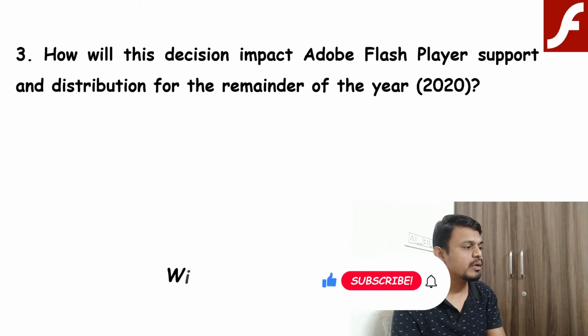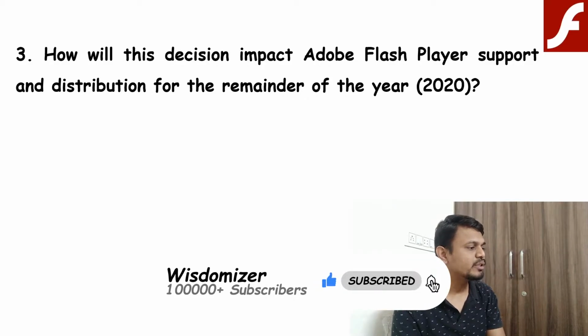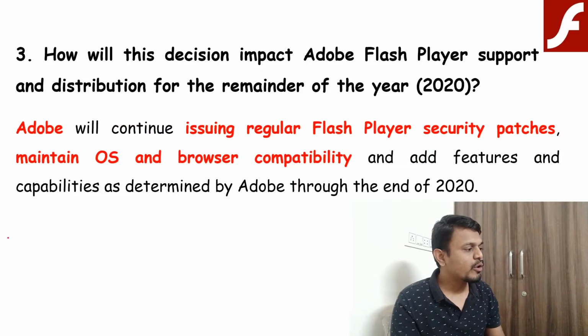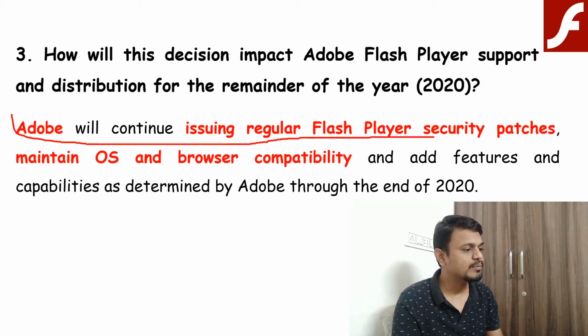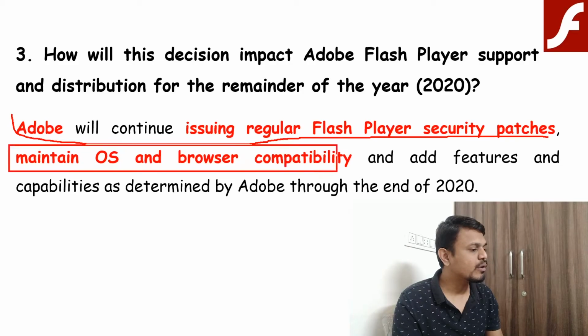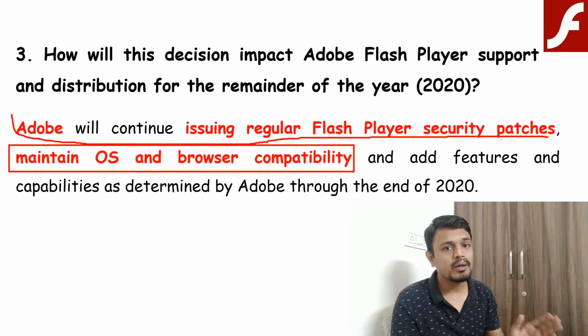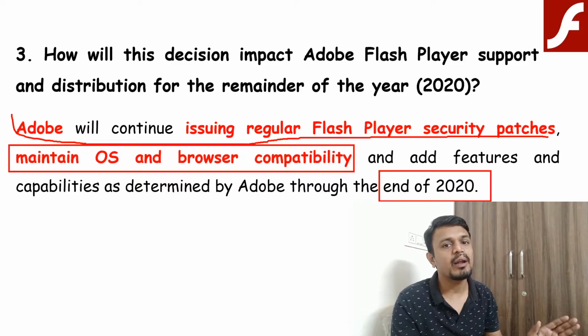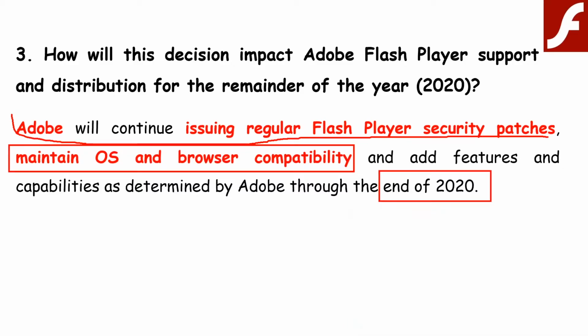So how will this decision impact Adobe Flash Player support and distribution for the remainder of the year 2020? What is the impact of this discontinuation? Adobe will discontinue issuing regular Flash Player security patches and maintaining OS level and browser level compatibility. Adobe will continue to support security patches and maintain OS and browser level compatibility till the end of 2020, December 31st 2020. But after that, Adobe will not take any of such responsibilities, and they are going to remove this software from all their websites.